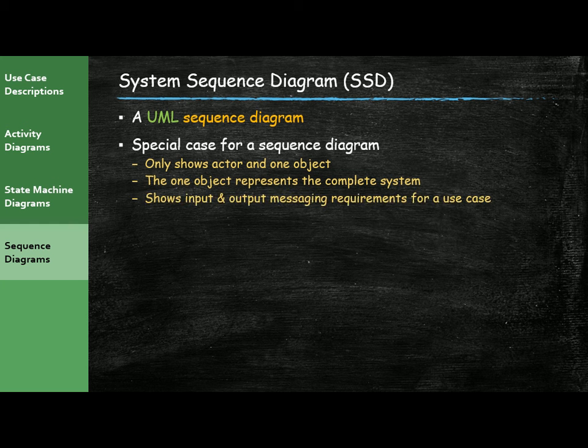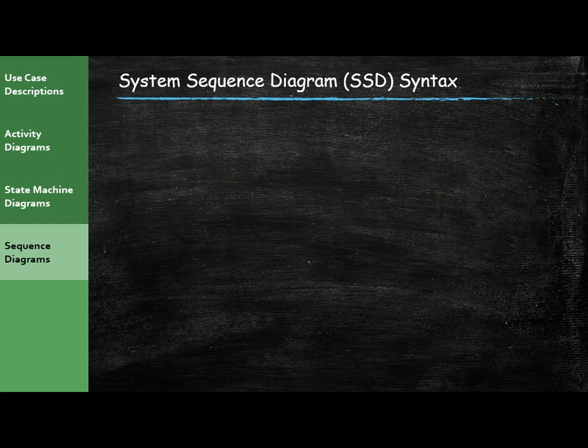So it shows input and output messaging requirements for a specific use case. So we usually have an actor, the system, and an object lifeline, and then messages that are flowing back and forth between the actor and the system. And you'll see that on the lifeline. So I'll show you what this looks like. We're going to look at the syntax for this.